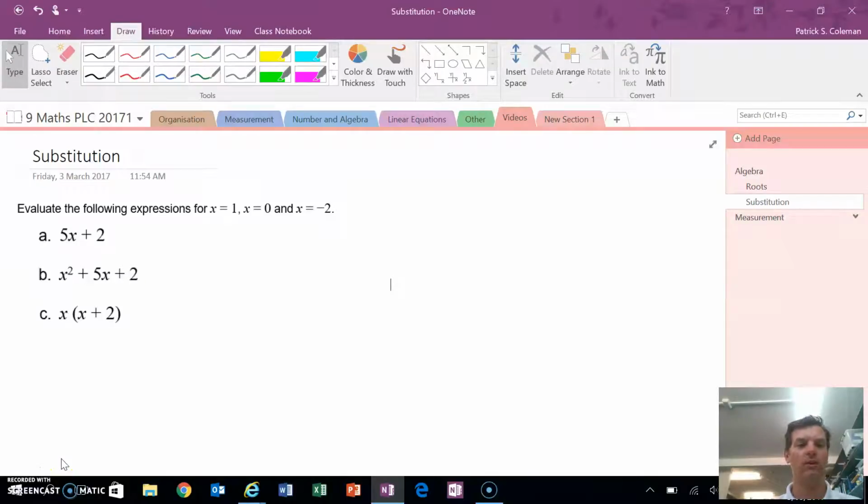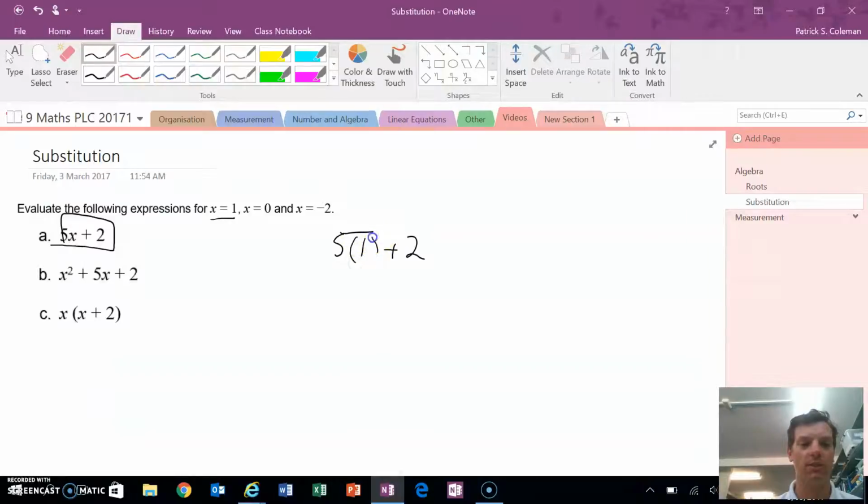In today's lesson we're going to be looking at substitution. So to start with, we have this expression here. I'm going to rewrite that. 5x plus 2. And what we're told here is we've got three different values, so we're going to treat these as three different problems. The first time we're asked to evaluate the expression, we're told that x is equal to 1. So what you can think about is simply rubbing the x out and replacing it with a 1.